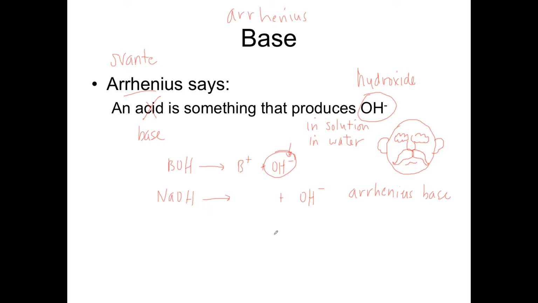So sodium hydroxide produces something plus hydroxide. What do you think this something is? Well, it's everything from over here that I haven't shown yet, right? So it's going to be sodium.